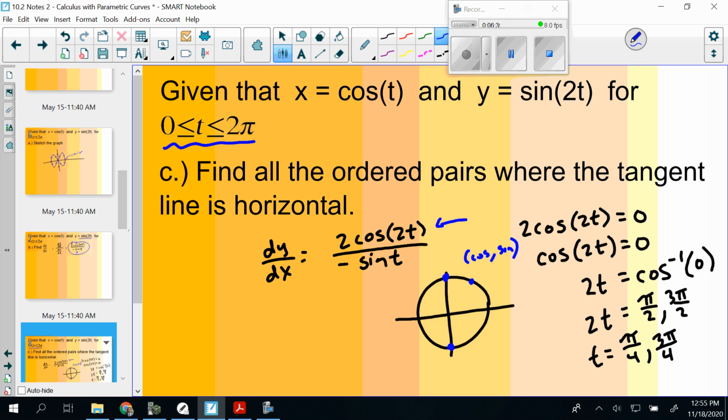Now, initially I stopped right here because that would take us to 2 pi, but since we have to divide by 2, I think we have to keep going to get some other values. So if we kept going, the next ones would be 5 pi over 2 and 7 pi over 2. If we divide those, we'd also get 5 pi over 4, which is still between 0 and 2 pi, and 7 pi over 4. That's also still between 0 and 2 pi. So those would be all the different times where we'd get the tangent line equal to 0, or horizontal.